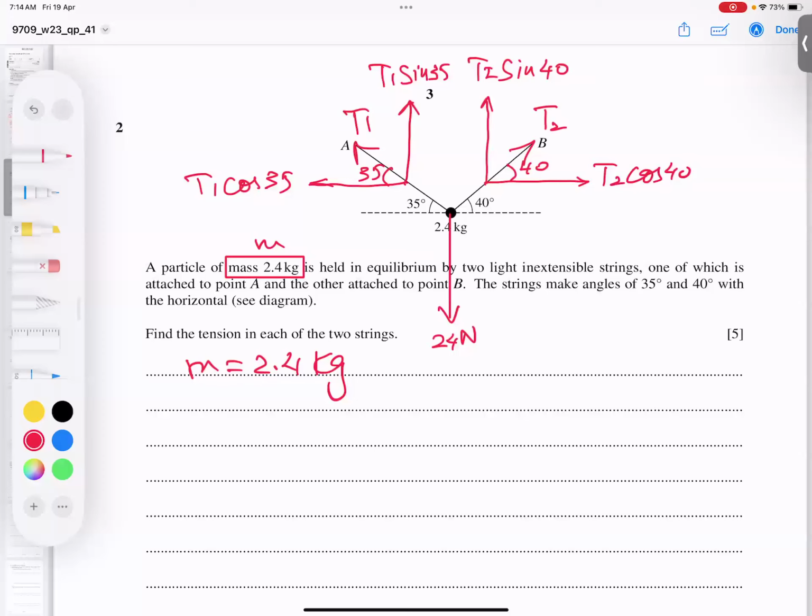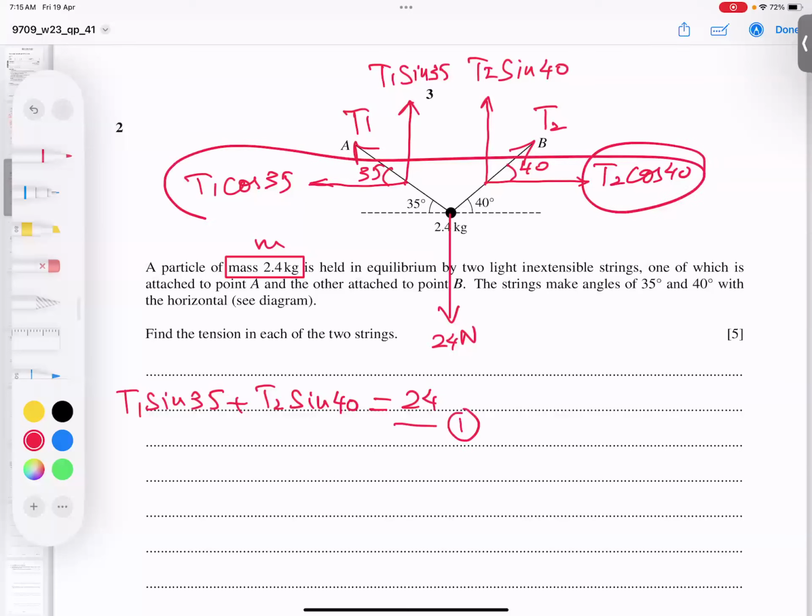According to the situation, students, it is very clear that the upward forces are equal to the downward forces due to the equilibrium, and the right side force is equal to the left side force. So we have this technique applicable. So let's try to solve it. I can say these 2 forces equal this one. So I'm writing T1 sine 35 plus T2 sine 40 equal to 24, equation number 1.